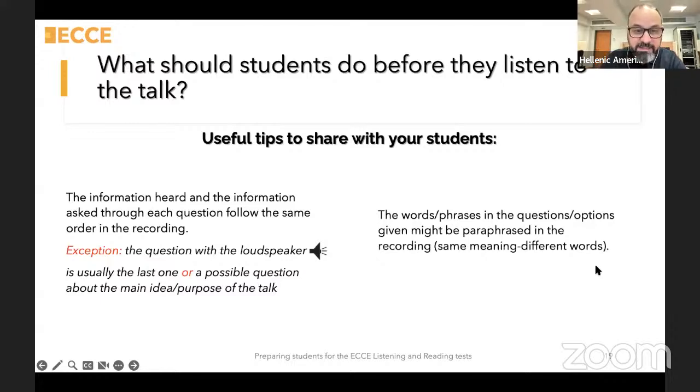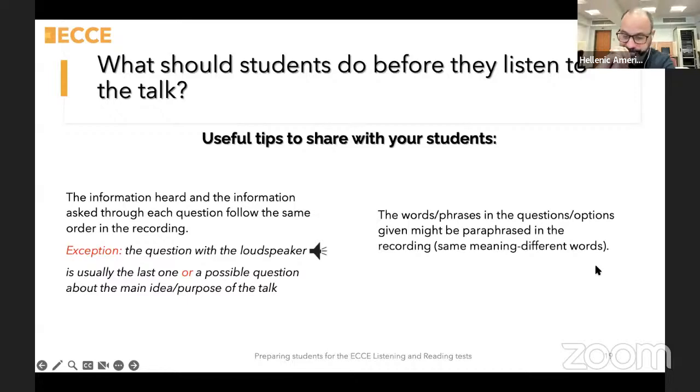If we've got a question with a loudspeaker, which is usually the last question, again, when you see the loudspeaker, the test takers will listen to a particular part of the recording once more. So their attention will be directed to a very specific part of the recording in order to answer a question.